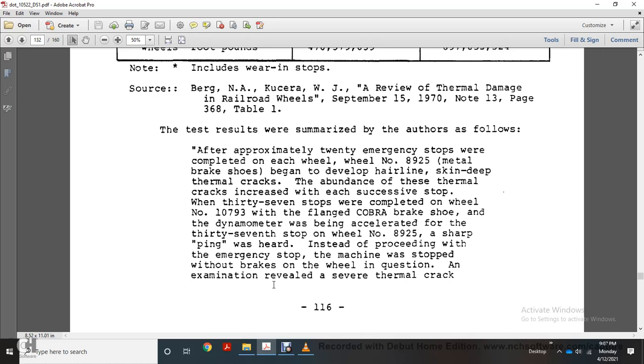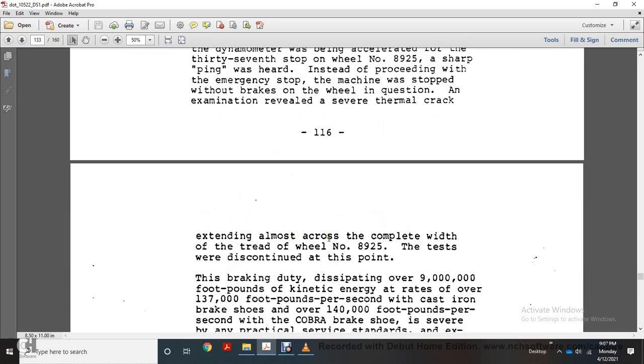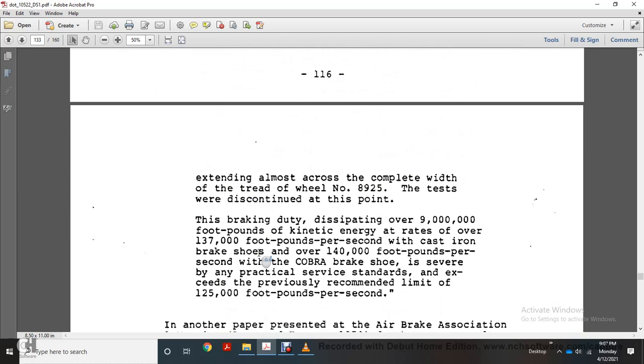Number 8925. A sharp ping was heard. Instead of proceeding with the emergency stop, the machine was stopped without the brakes on the wheel. Examination revealed several thermal cracks extending almost across the complete width of the tread of the wheel. The test on wheel number 8925 was discontinued at this point.